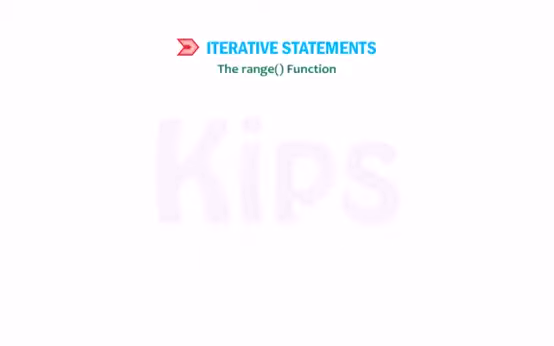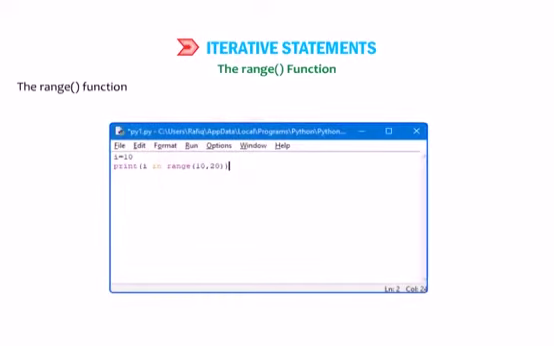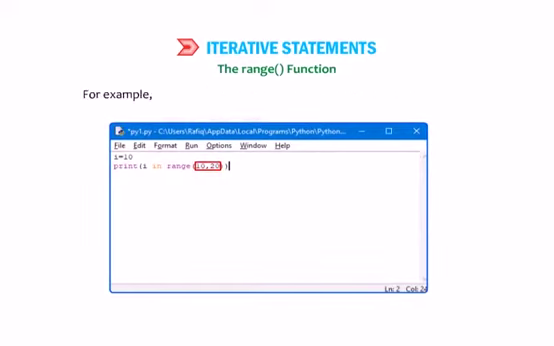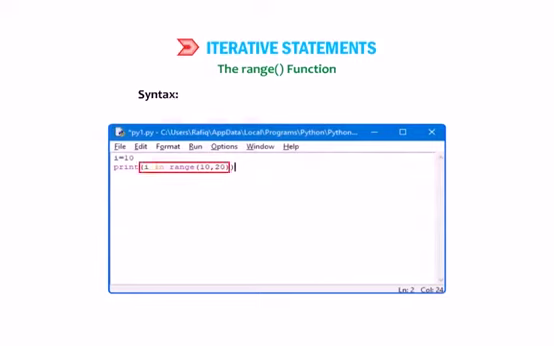The range function. The range function used with for loop in Python is helpful in generating a sequence of numbers in the form of a list. For example, range(10) will generate numbers from 0 to 9, 10 numbers. Syntax: range(initial value, final value, step value).